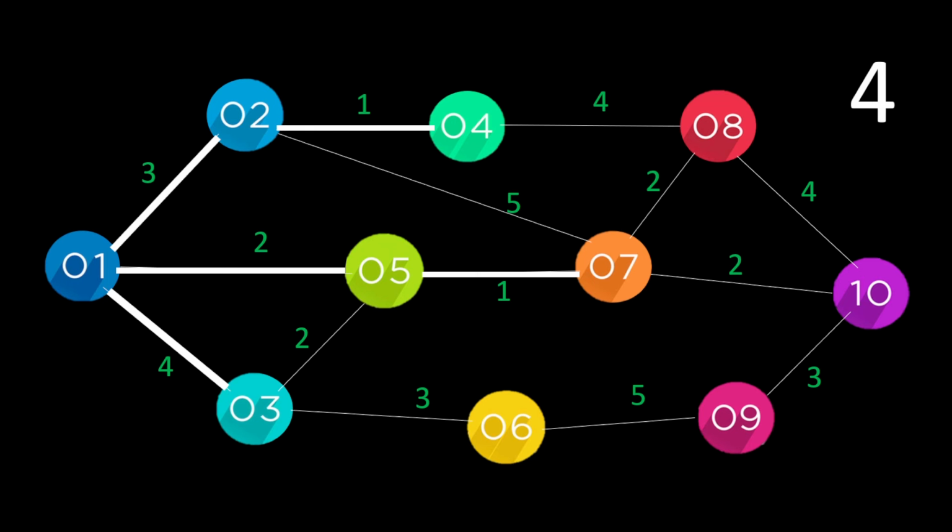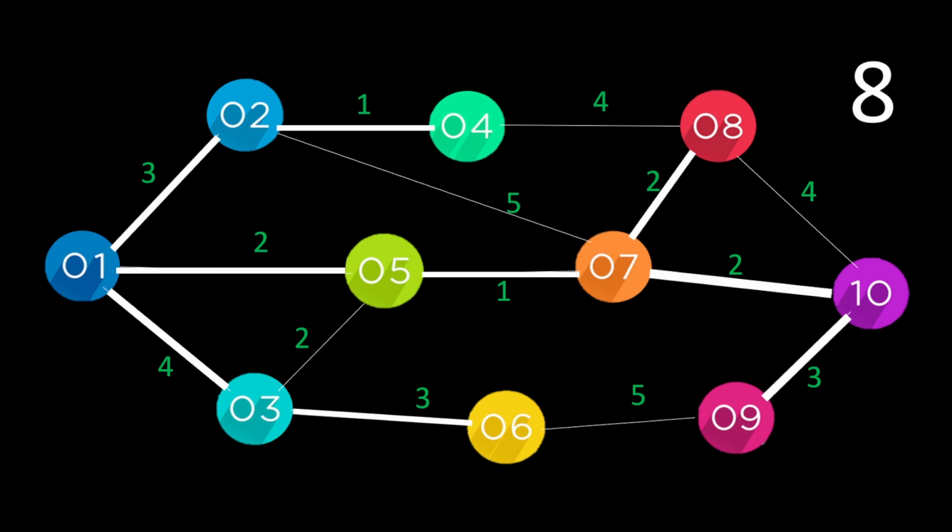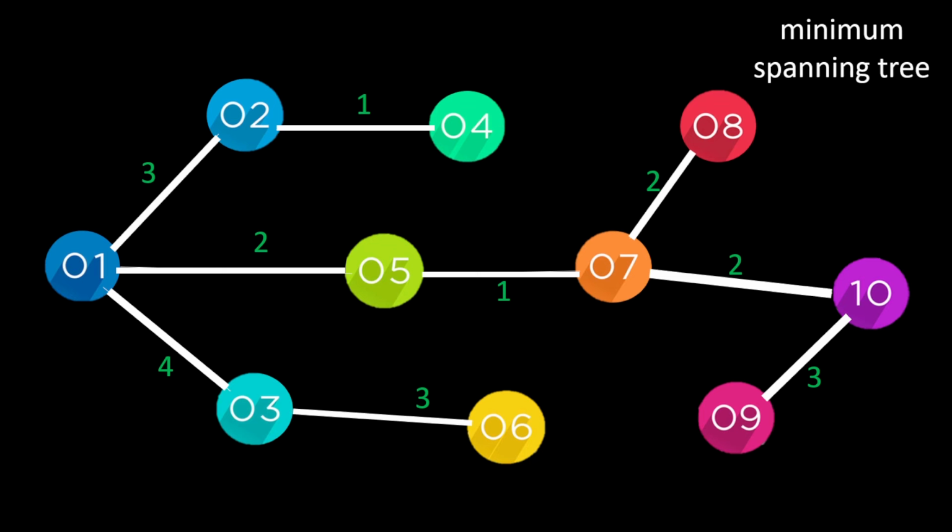And again, from node 7, we have a choice. So we can choose to go to node 8 with a cost of 2. Then node 10, a cost of 2 again. And also we complete our nodes. We go to node 6 and node 9 from node 10. So essentially this is the spanning tree we get if we start from node 1.